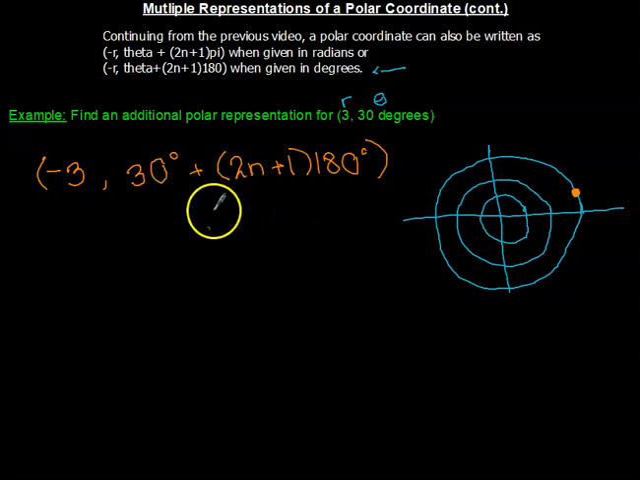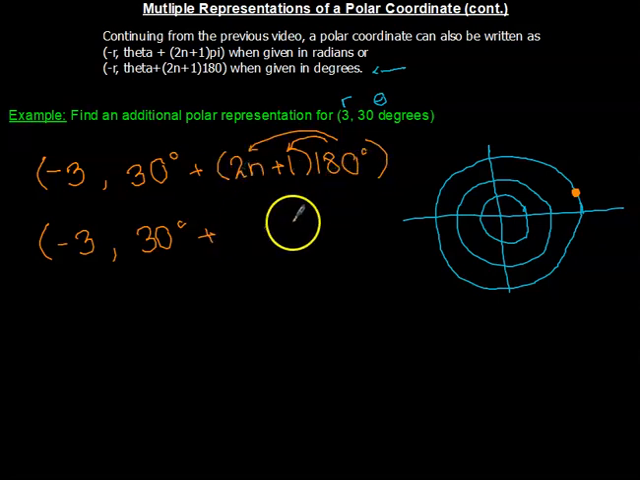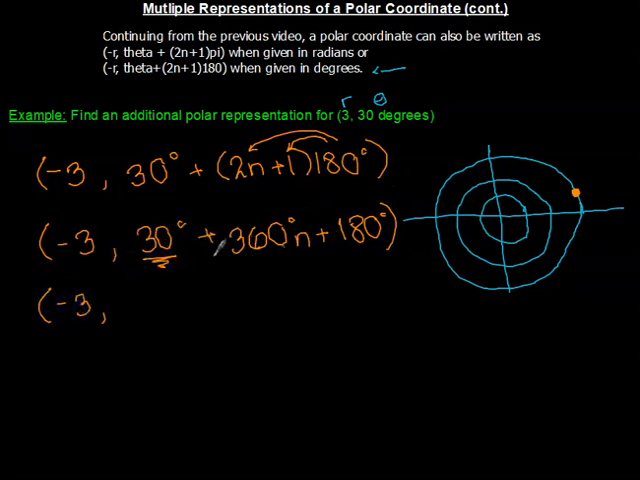However, I'm just going to go a little further just to show you that it is all the same point. So I'm going to bring down the negative 3 and 30 degrees, and I'm going to distribute this 180 degrees to what it's being multiplied to in this parentheses. So 2n times 180 is 360 degrees n, plus 180 times 1 is 180 degrees. And I'm going to bring down the negative 3 again. So I have 30 degrees plus 180 degrees, which gives me 210 degrees plus 360 degree n.